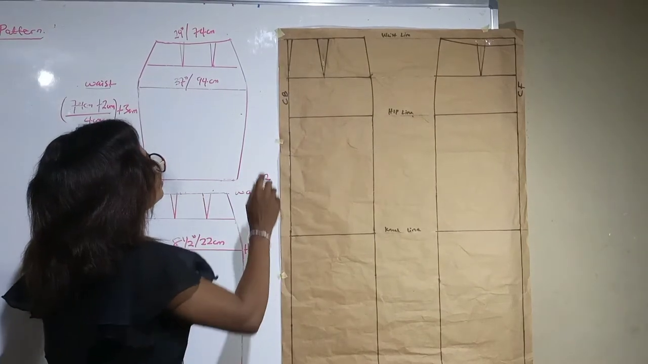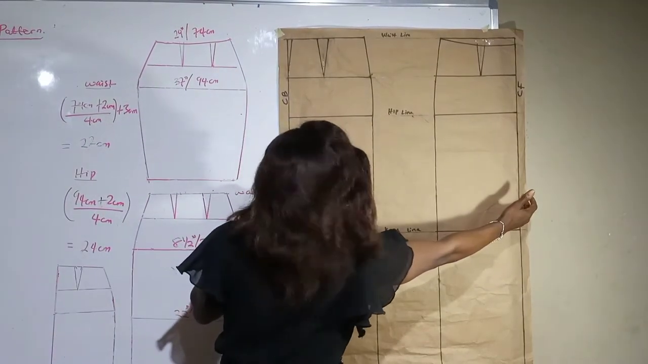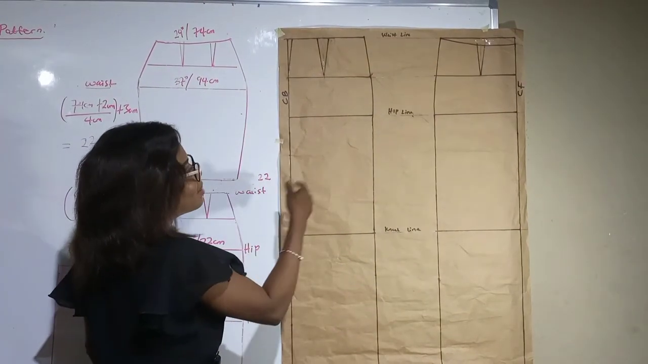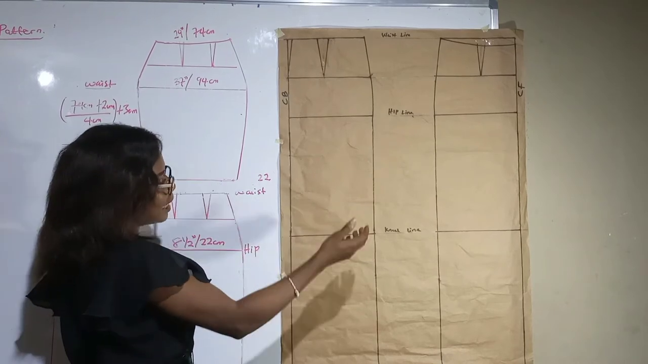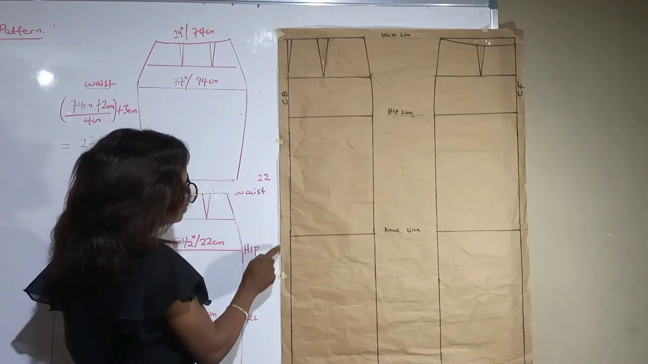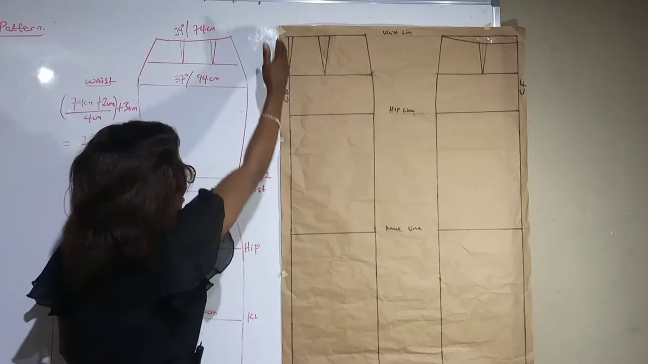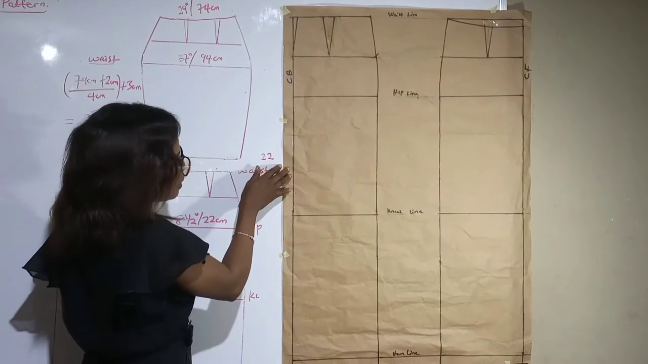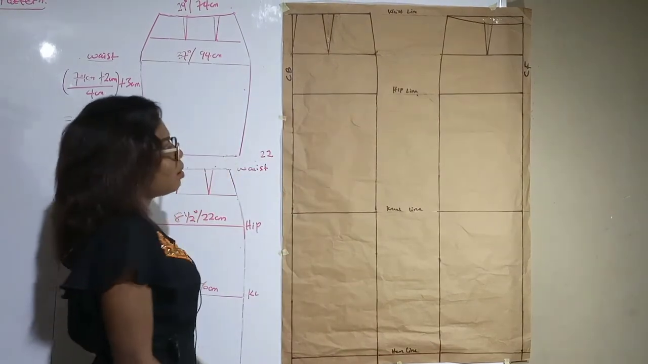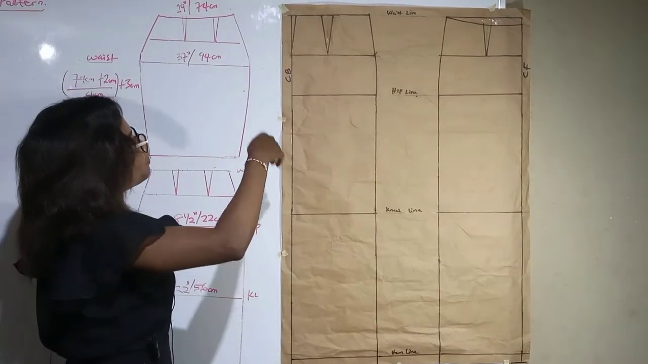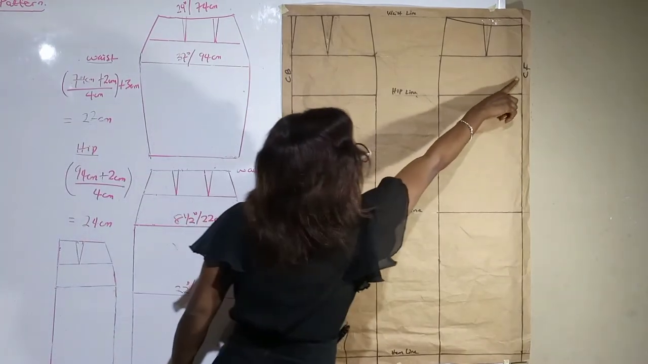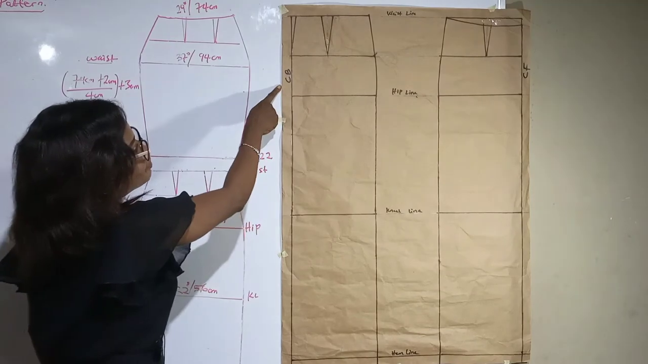Now, from the left-hand side of the paper, you also need to set a margin from where your measurement starts. From the very tip of your paper, you can also measure 1 inch, 1 inch, 1 inch, 1 inch, and connect it straight. That will be your margin on this side. Then you do the same on the other side. On this paper, I have the front and the back pattern separated. This is the center front. This is the center back.